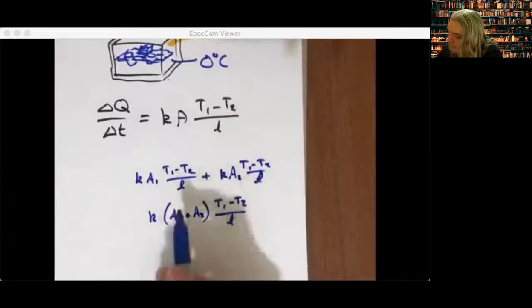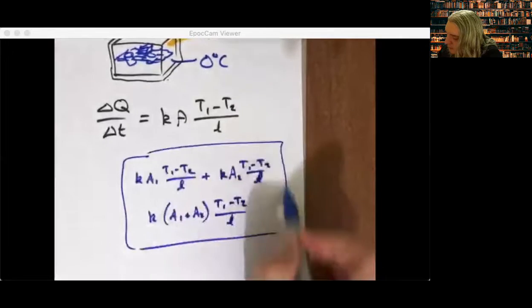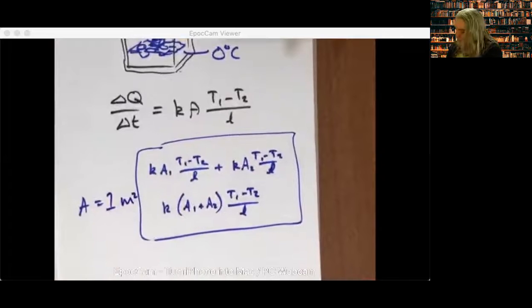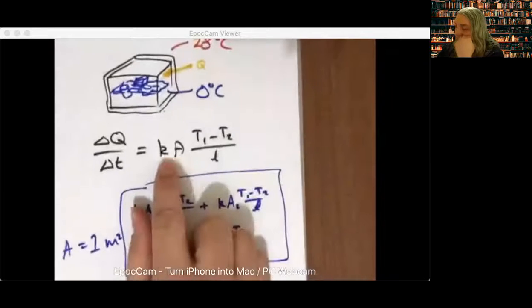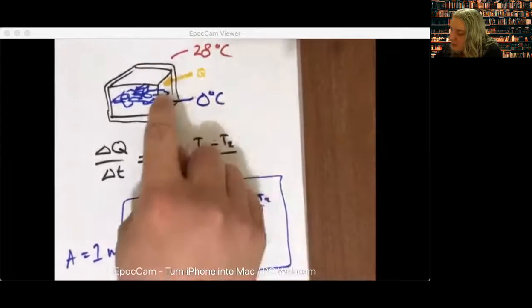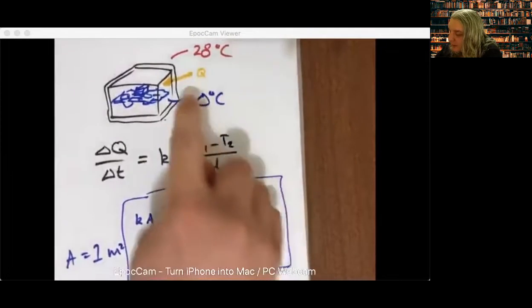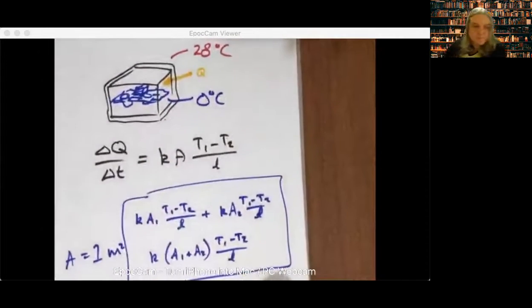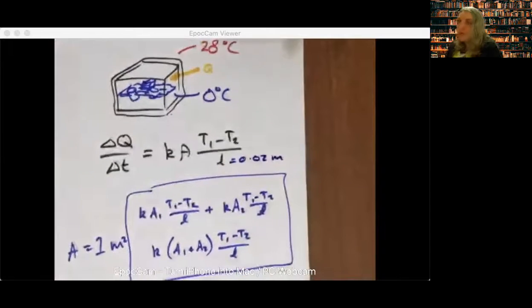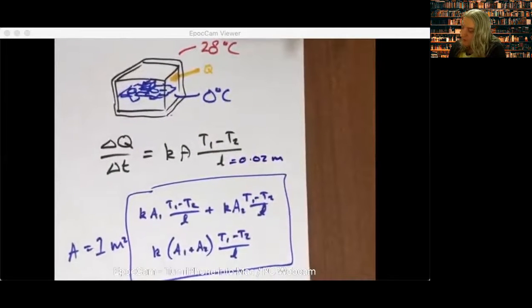So hopefully that convinces you that this means we can just use A equals 1 square meter, and we just worry about the total area all at once. So we've got K given to us, we've got A as the total area, we've got T1 and T2 being 28 and 0, and we've got L being our 2 centimeter thickness. Remembering to turn into SI units, that means that L is equal to 0.02 meters. So that's our scenario. We know everything about it, but the question is what happens as it receives some energy?